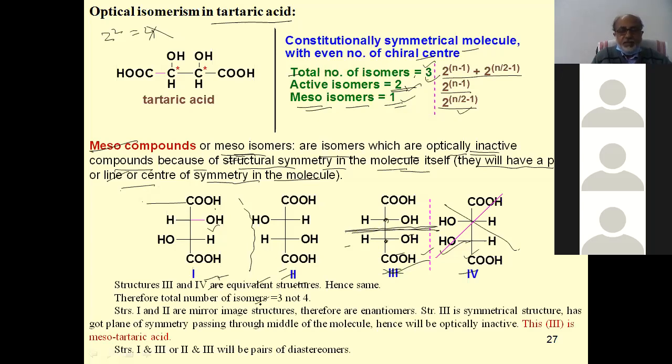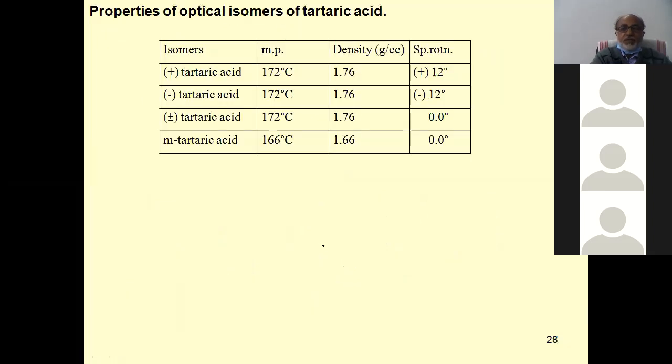So you see here, these are the things which are there. So already what has been told: 1 and 2 are enantiomers. If this is D, this will be L. But 1 and 3, or 2 and 3, are going to be diastereomers. Remember, enantiomers will have the same physical properties, but diastereomers will have different physical properties. So let us see their properties also. So here, for plus tartaric acid, the melting point is 172, density is 1.76, and specific rotation is plus 12 degrees.